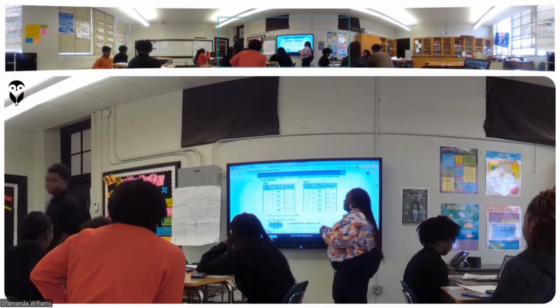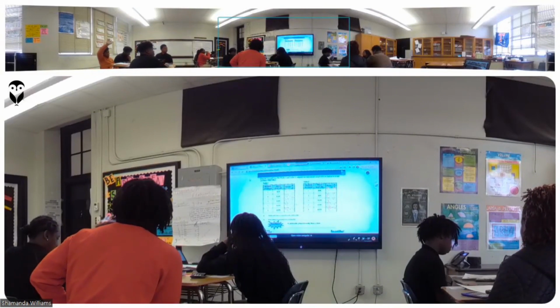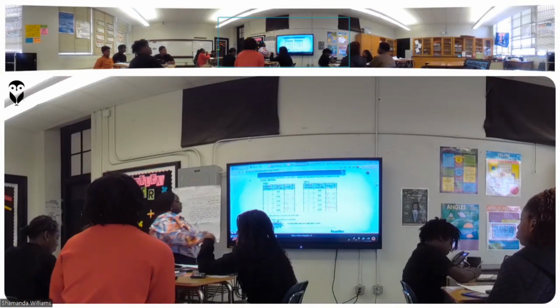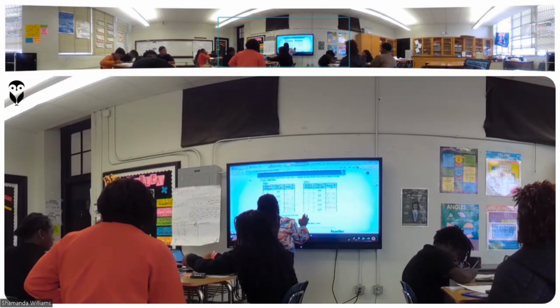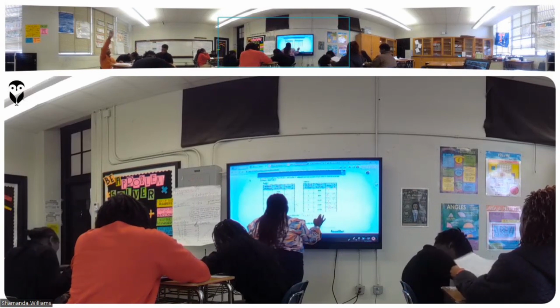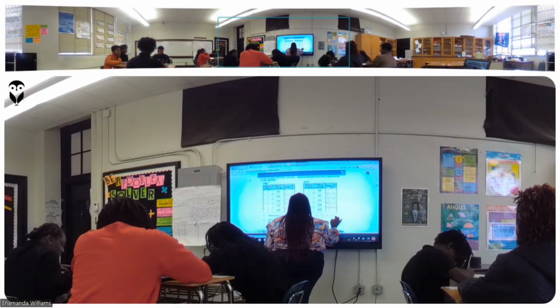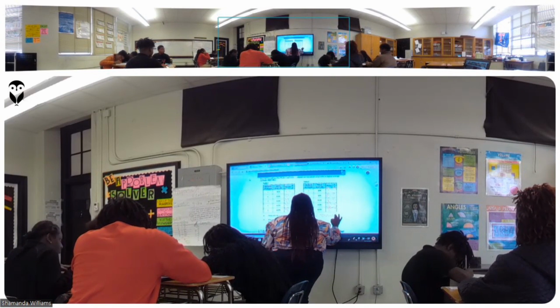All right, so number 3 says, which table shows a proportional relationship? Table 2. Why? It has the same constant of proportionality. So we have a constant of proportionality.